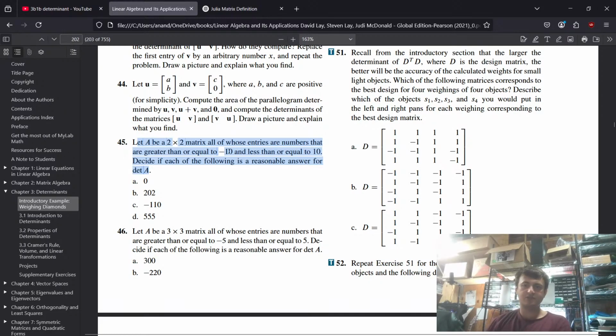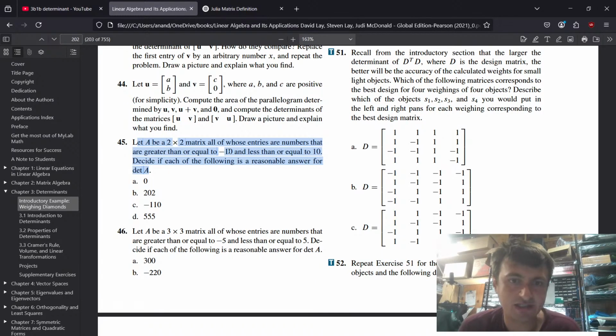Wait, all of whose entries are numbers that are greater than or equal to minus 10 and less than or... Wow.